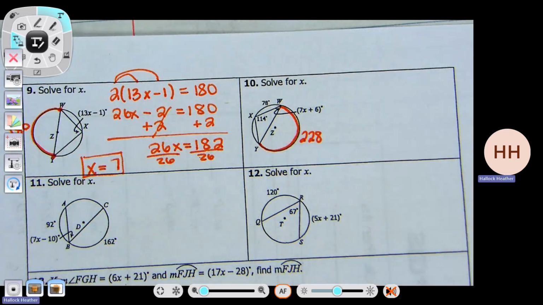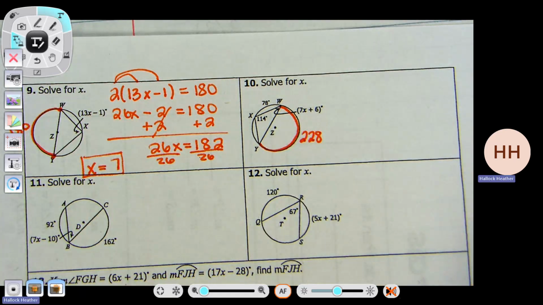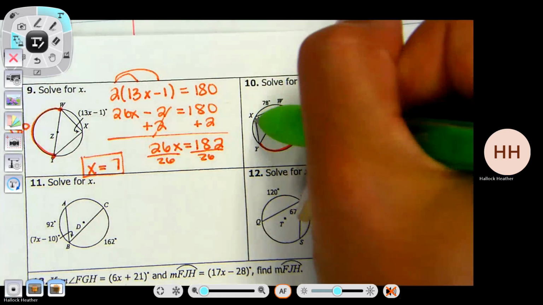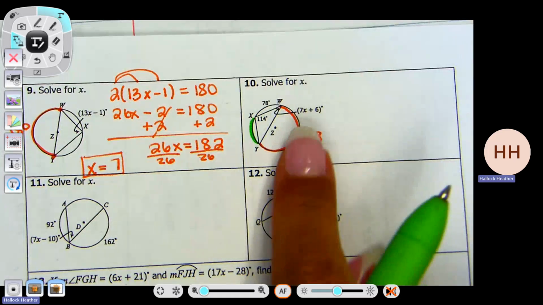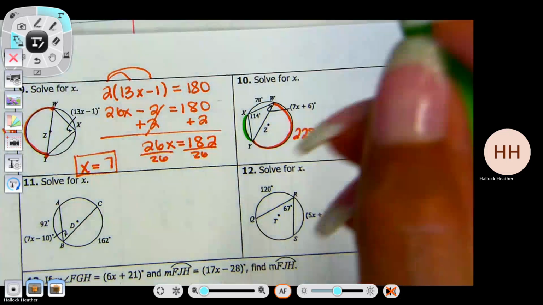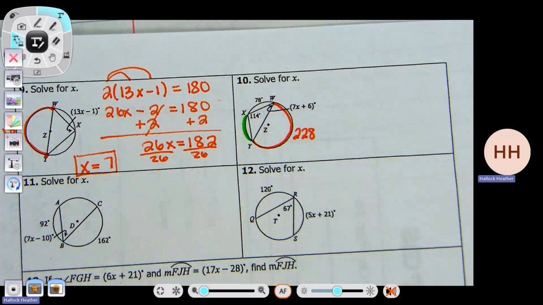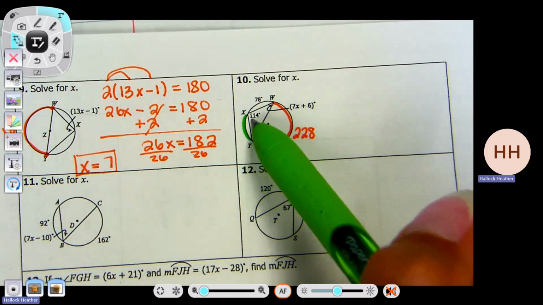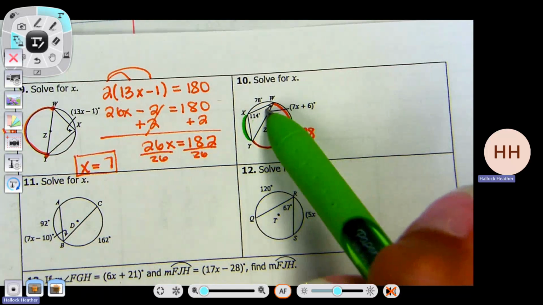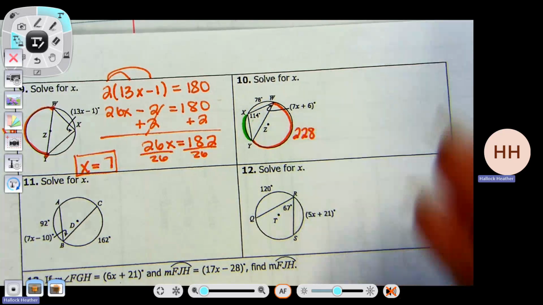I have another angle that they gave me on the inside. If I multiply that by 2, 7x plus 6, what would that get me? If I take 7x plus 6 and I multiply by 2, what does that give me? Because it's the inside angle. So just like I multiplied this by 2 because it's the angle going out. So if 114 I multiply by 2 to make 228, I could do the same thing to this angle. This angle I'm multiplying by 2 to make the outside. So that would be like 14x plus 12.